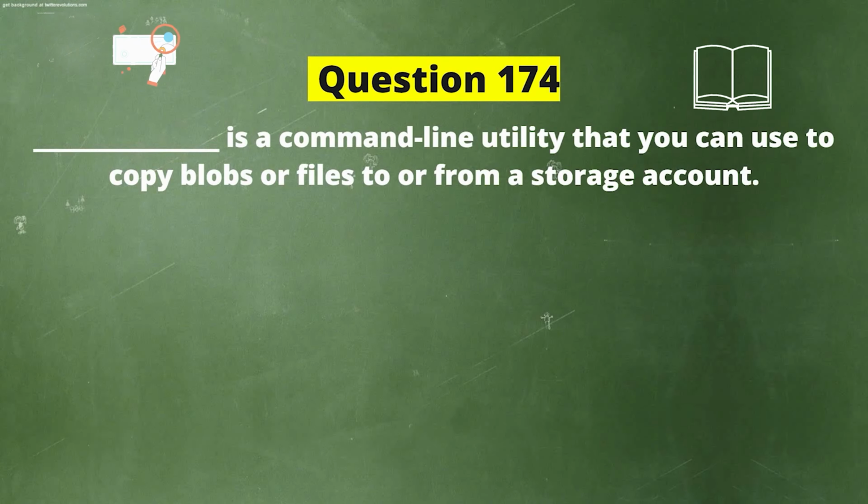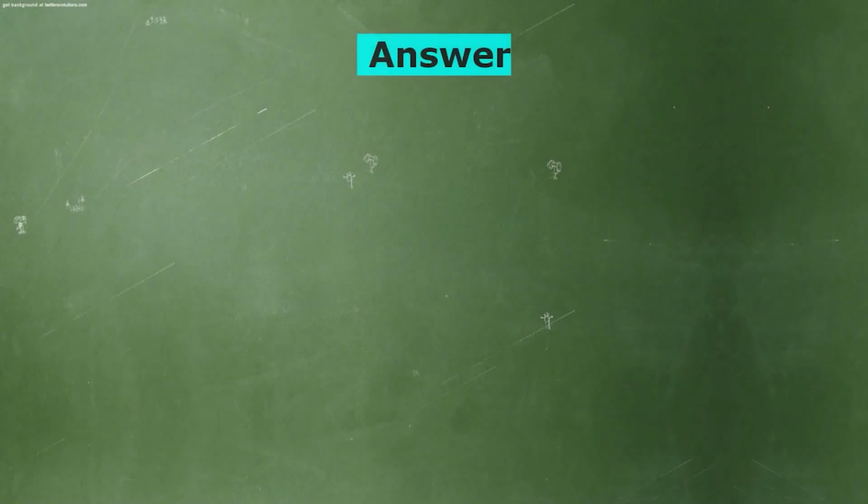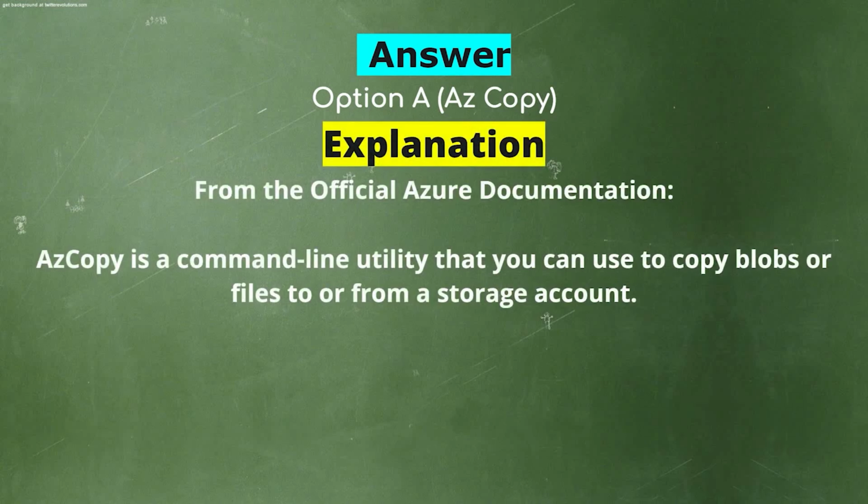Next question. Dash is a command line utility that you can use to copy blobs or files to or from a storage account. And the options are A. AzCopy, B. AzMove, C. AzReplicate, D. AzMigrate. And the correct answer is option A. AzCopy. Explanation. AzCopy is a command line utility that you can use to copy blobs or files to or from a storage account.